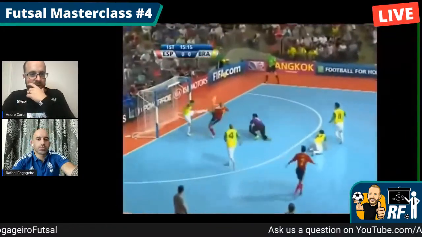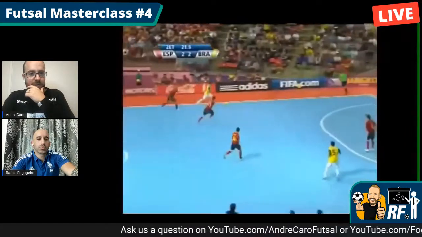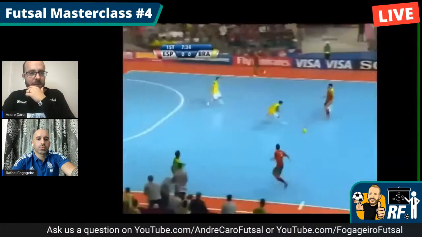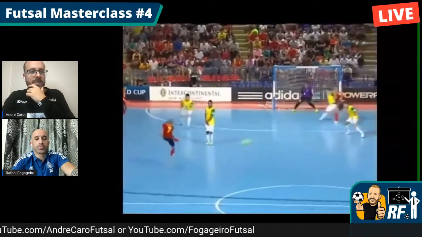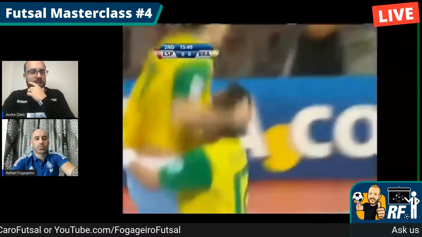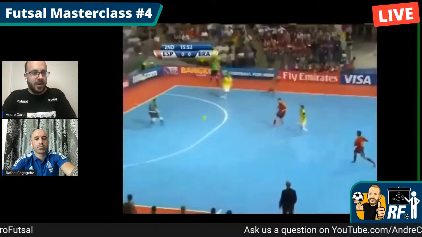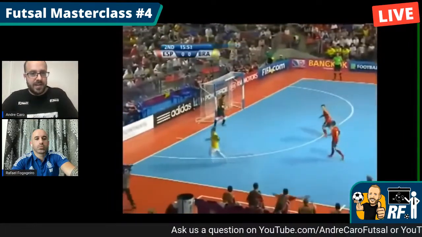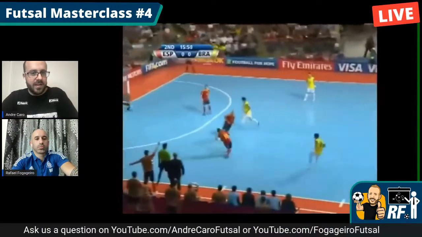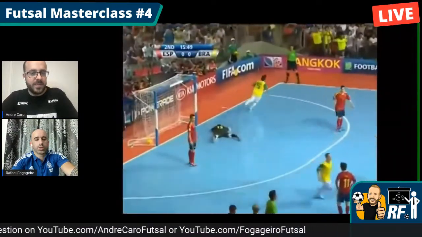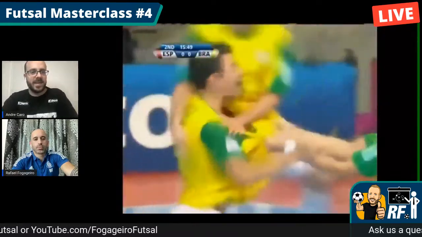Let's see if I can just skip forward to that goal here. That was Falcão. Actually, that was the first goal from Brazil, wasn't it? Yeah, that was the first goal. Yes, first goal. That's the one here. Okay. Yeah. All right. So the ball goes out. Spain's not setting up, and it's like a transition. Exactly.